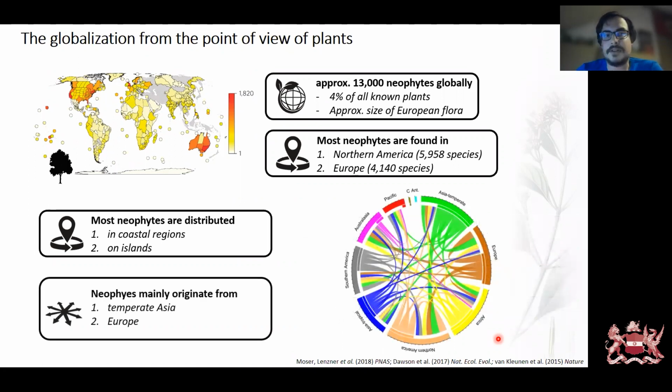Also, if we're looking at geographic patterns, we see that neophytes mainly originate from temperate Asia. So here in green, we can see the outgoing flows to other regions of the world. So most of the non-native naturalized flora comes from temperate Asia and from Europe.